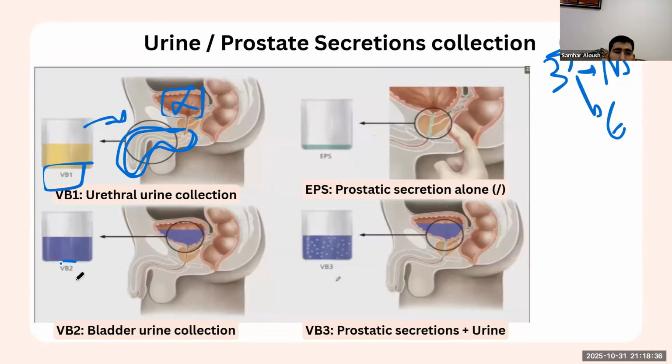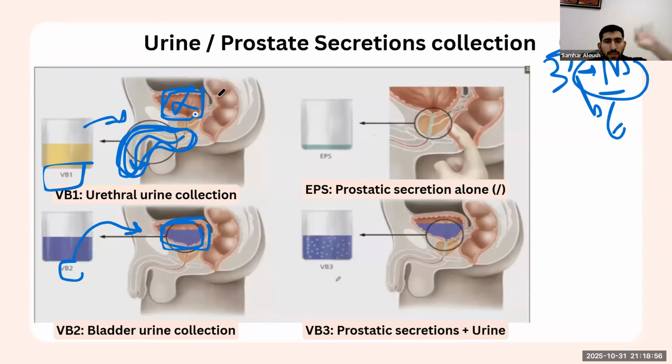Okay? Then we have VB2. VB2 is for the bladder only, which is midstream urine. So first we have initial stream urine, which is the urethra only. Then we have midstream urine, which is the bladder only. Meaning after we finish the urine in the urethra, now we reach the urine in the bladder.